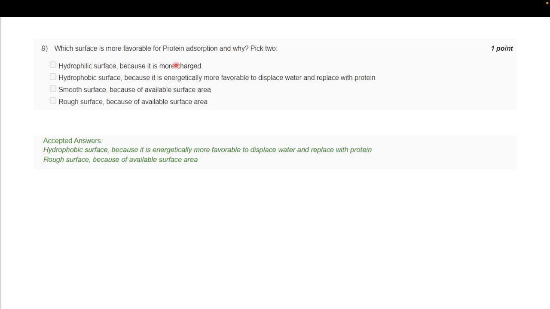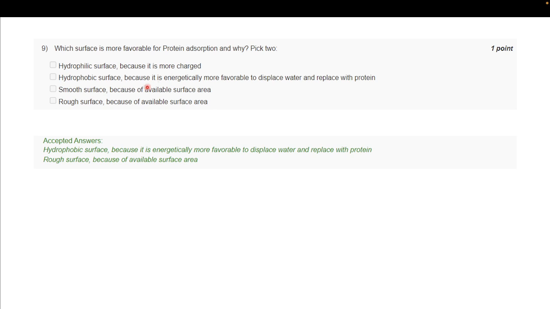Now in another case, if your surface is very hydrophobic, your surface will try to exclude water. It does not like interacting with the water. So what will it do? Since it's hydrophobic, it would like to interact with hydrophobic proteins. That's why protein absorption happens more on a hydrophobic surface, because it is energetically more favorable to displace water and replace it with the protein.